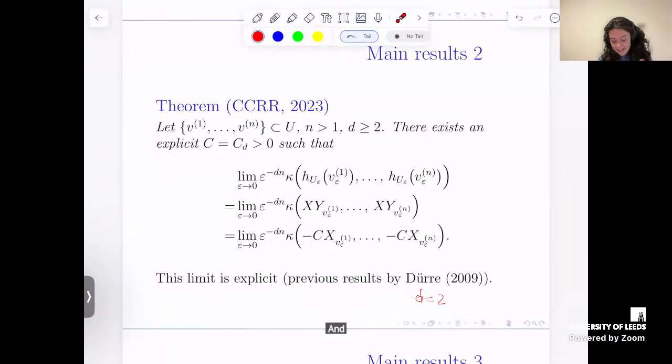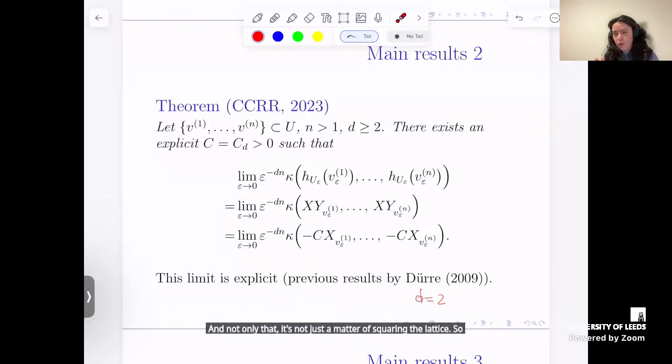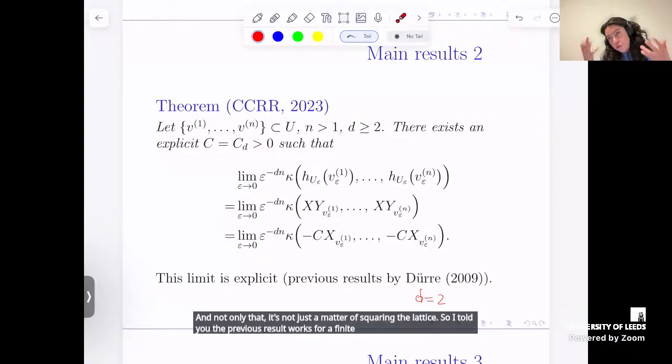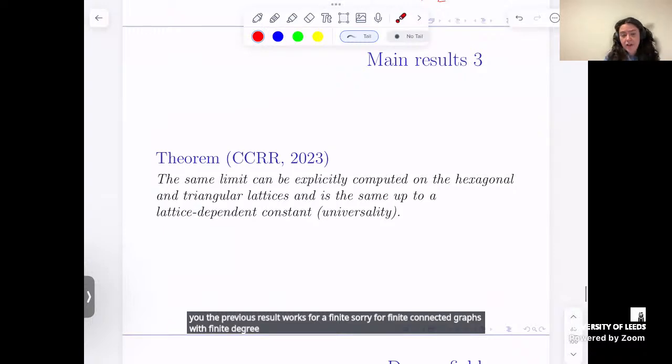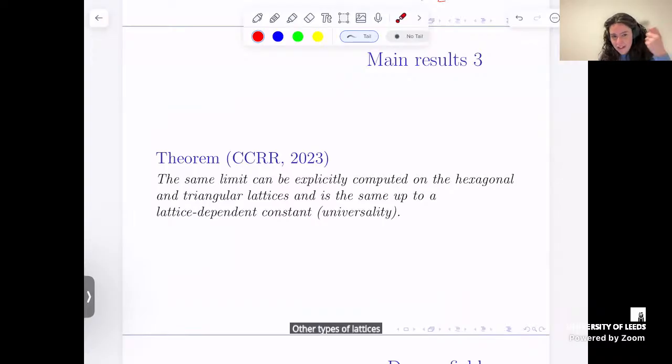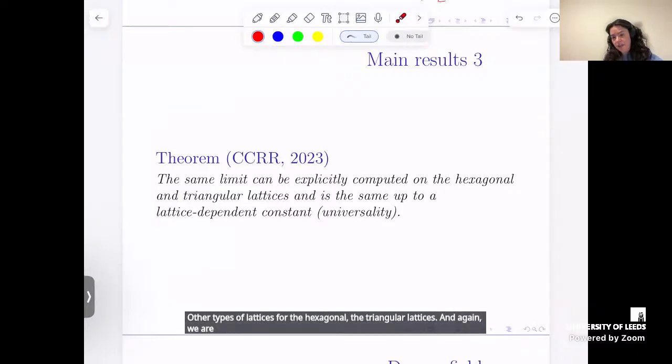And not only that, it's not just a matter of squaring the lattice. So I told you the previous result works for finite connected graphs with finite degree. So in fact, we are able to do that also for other types of lattices, for the hexagonal, the triangular lattices. And again, we're able to obtain these limiting cumulants in a very explicit way with a lattice-dependent constant. Here, I think there was some software help for the exact computations, but we're able to get those numbers.